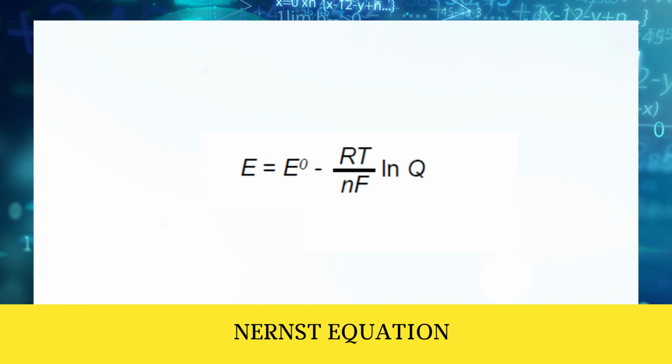Basically, most redox reactions are not performed under standard conditions. So what do you know about standard conditions? Standard conditions are when the galvanic cell is performed at 298 Kelvin, I mean at 25 degrees Celsius, at 1 atm and 1 molar concentration. The Nernst equation is used to determine the cell potential under non-standard conditions at any known temperature, pressure, and also concentration.